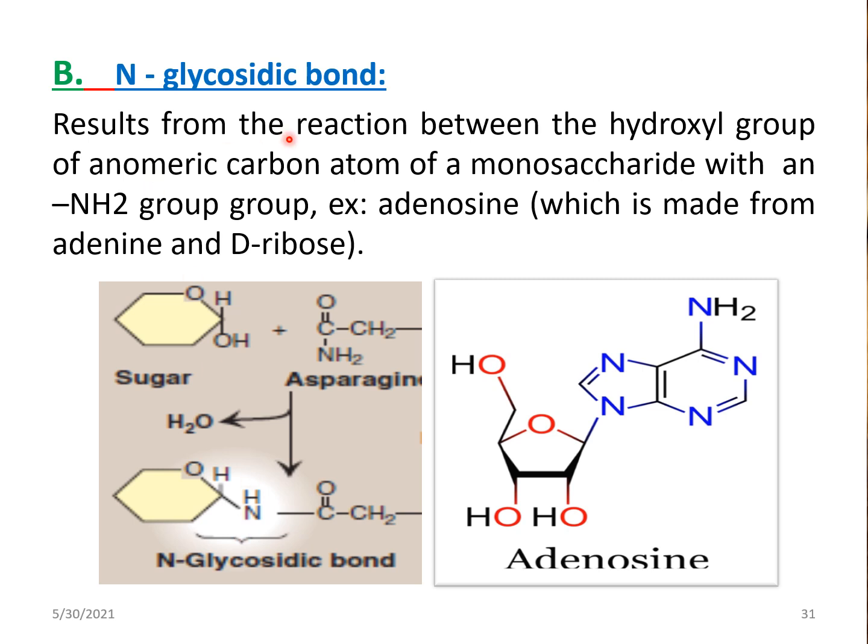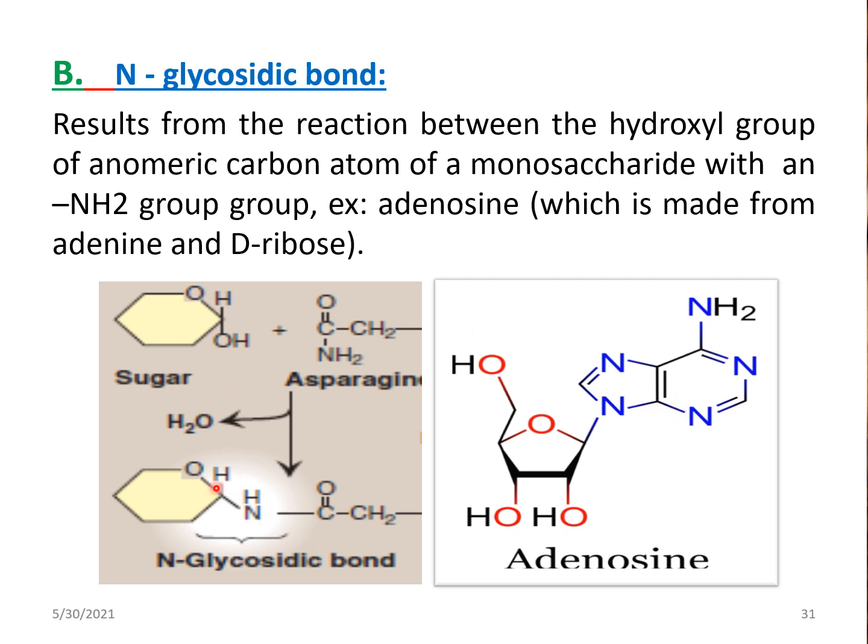The N-glycosidic bond results from the reaction between the hydroxyl group of the anomeric carbon of a monosaccharide with an amino group. For example, adenosine, which is a nucleoside, is made of adenine and the pentose ribose. These two compounds are linked by an N-glycosidic bond. Why is it called N? Because it is a reaction between the hydroxyl group of the anomeric carbon of ribose and the amino group of the base adenine.